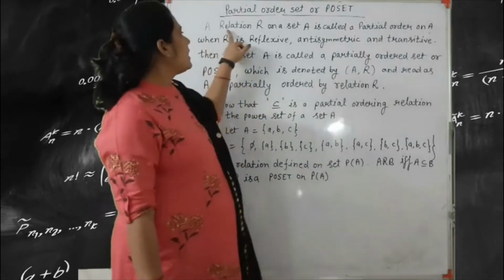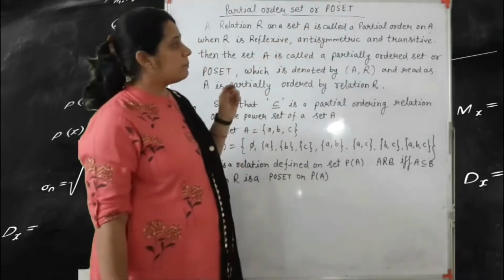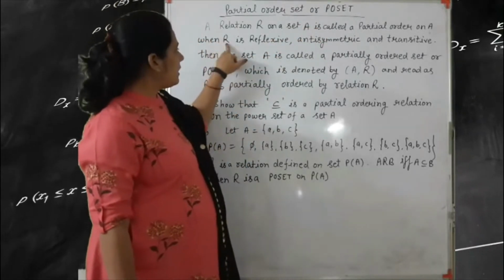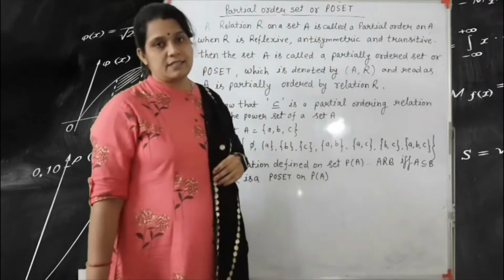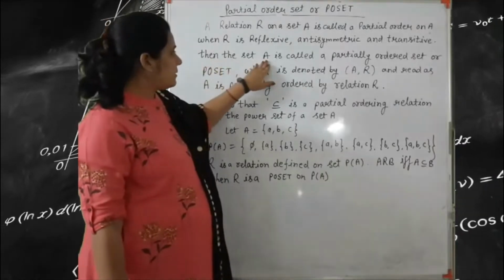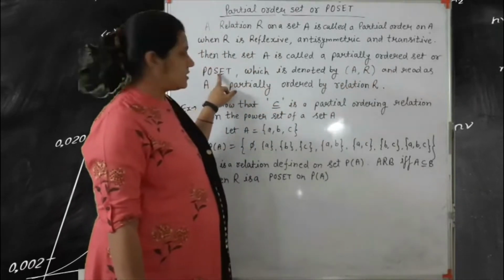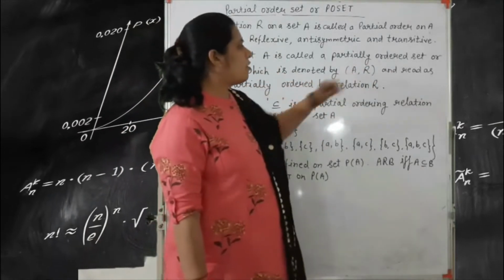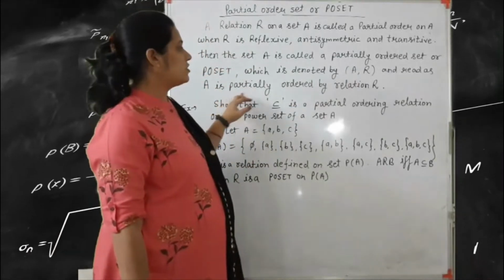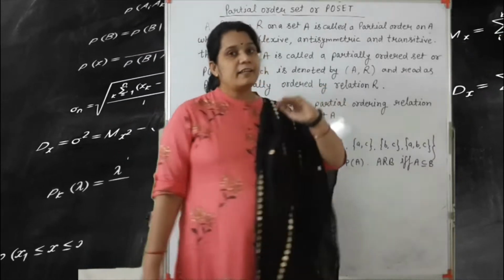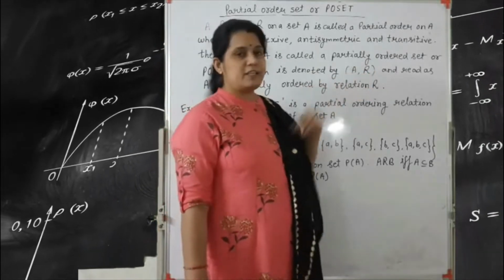Here, a relation R on a set A is called a partial order on A when R is reflexive, antisymmetric and transitive. Then the set A is called a partially ordered set, or poset, which is denoted by (A, R), capital A comma R, and read as A is partially ordered by relation R.